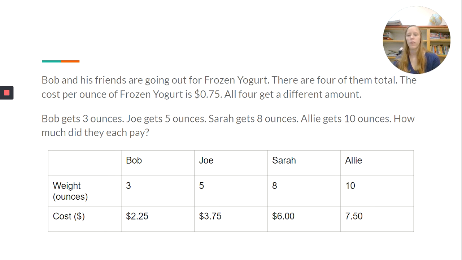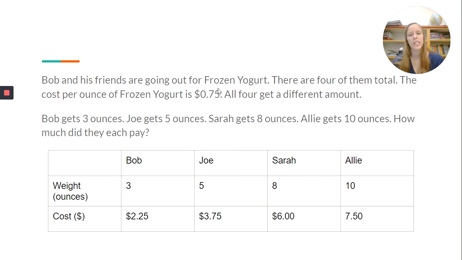So Bob and his friends are going out for frozen yogurt. There are 4 of them total. So Bob and 3 friends. The cost per ounce of frozen yogurt is 75 cents. All 4 of the friends get a different amount of yogurt. So Bob gets 3 ounces, Joe gets 5 ounces, Sarah gets 8 ounces, and Allie gets 10 ounces. So we're looking at how much they each paid.